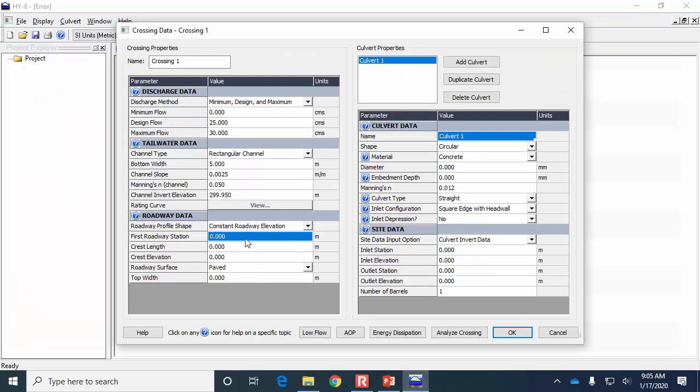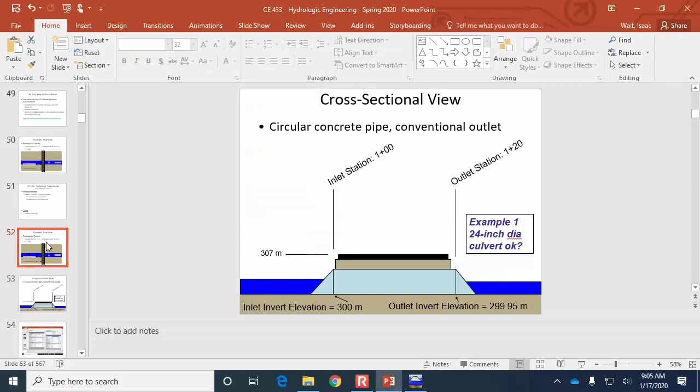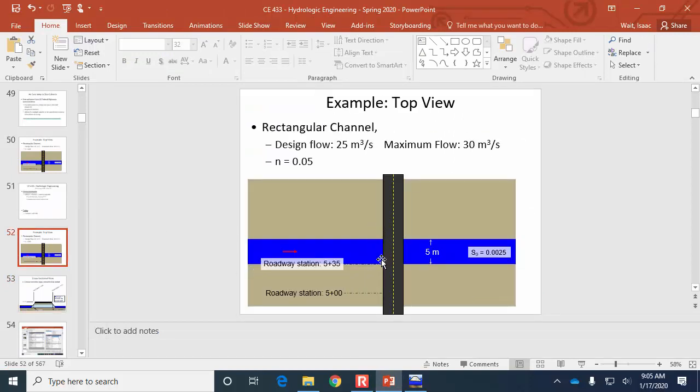Alright, so it needs to know not only what's the elevation, but also what's the width of the road. Because here in the top view, think about if the water level keeps going higher and higher. It's going to flow over the top as though it's a broad crested weir, and it wants to know what's the length of that weir. So if it's flowing over the top, how much contact area is there between the water and the roadway?